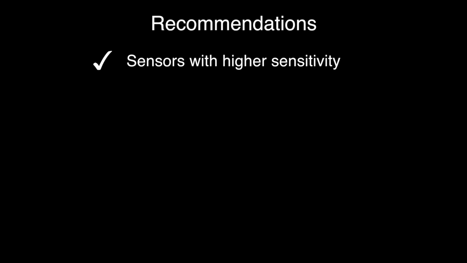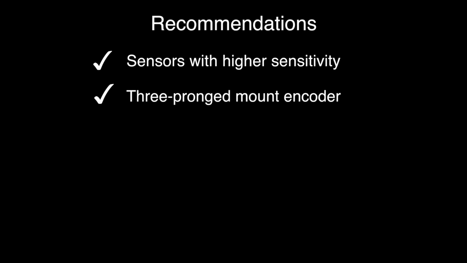Recommendations for future use would be to use sensors with higher sensitivity, and we would like to use sensors that are designed for this specific application. Also, the encoder used was a center mount encoder. We would prefer to use a 3-prong mount encoder to reduce the twisting motion of the encoder. The last thing would be to condition the power supply. By conditioning the signal of the power supply, we would be able to reduce noise and therefore our data would be better. Thank you for your time.